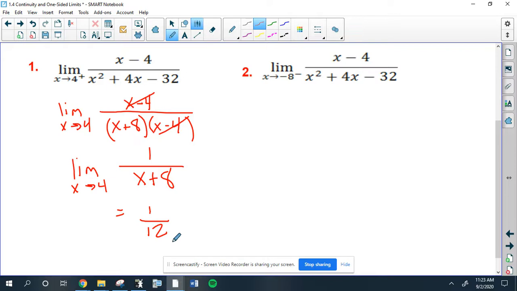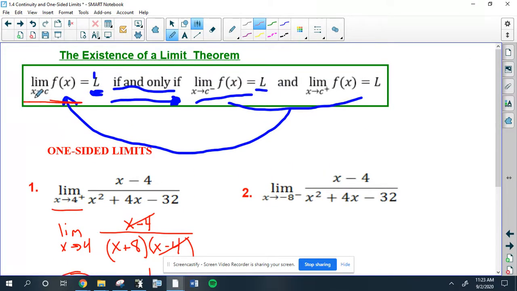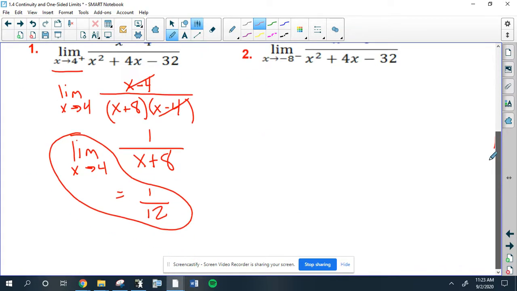Now, that wasn't the question that was asked. The question was not what's the limit as x approaches 4, but as x approaches 4 from the right. But since we already did this regular limit and got 1 over 12, you can go back to this theorem, which says if this is a regular limit, then the limits from the left and the right must be that exact same number. So that was easy. I can conclude that, therefore, the limit as x approaches 4 from the right of that function is also equal to 1 over 12. That's it.